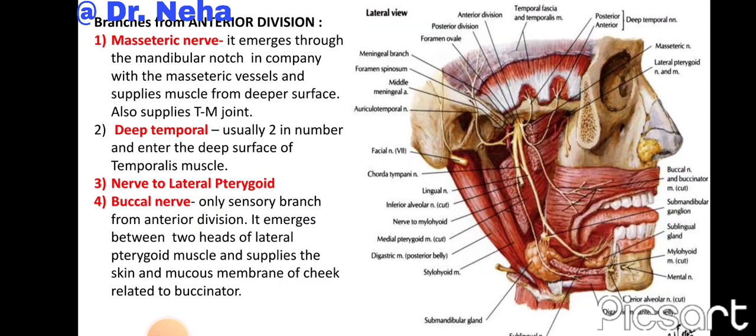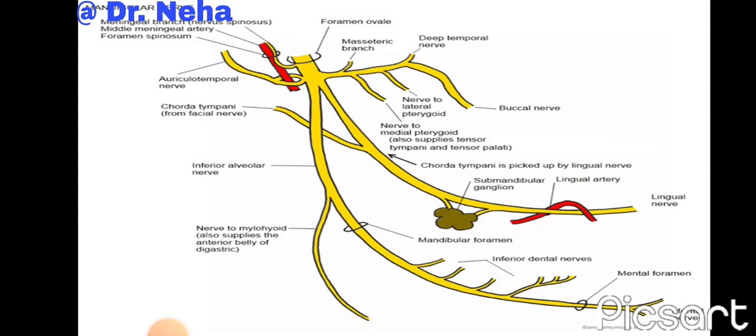The fourth branch is the buccal nerve. It is the only sensory branch from the anterior division and it emerges between the two heads of lateral pterygoid muscle and supplies the skin and the mucous membrane of cheek related to buccinator. So this is the line diagram of branches of mandibular nerve.